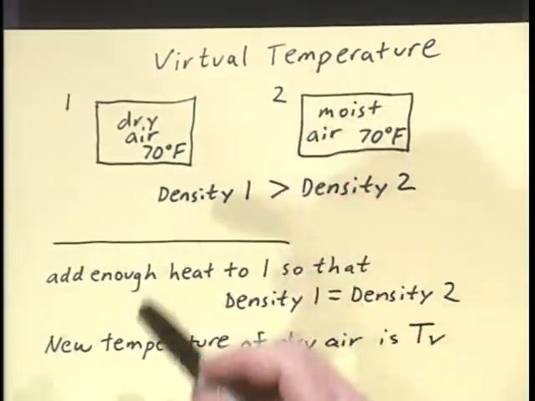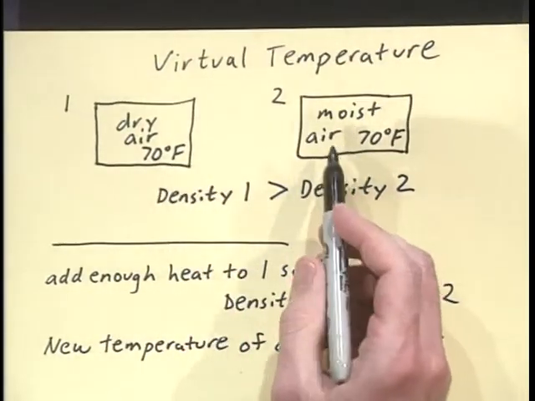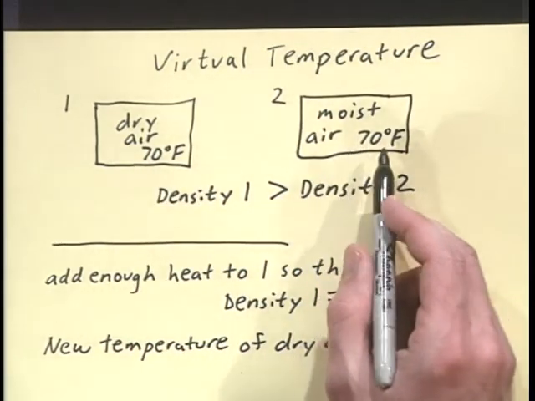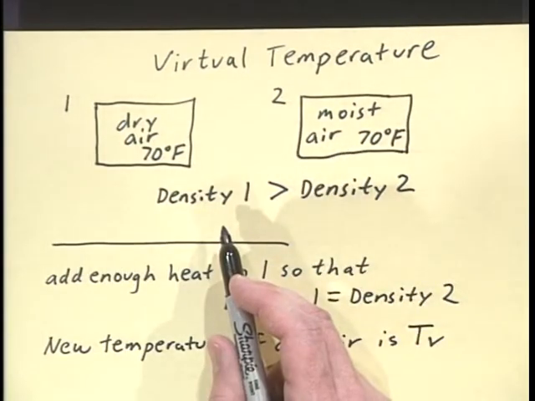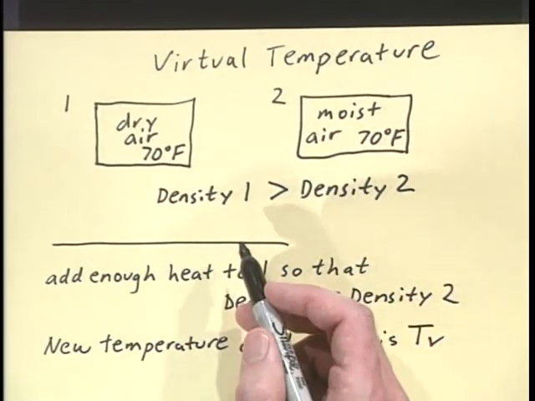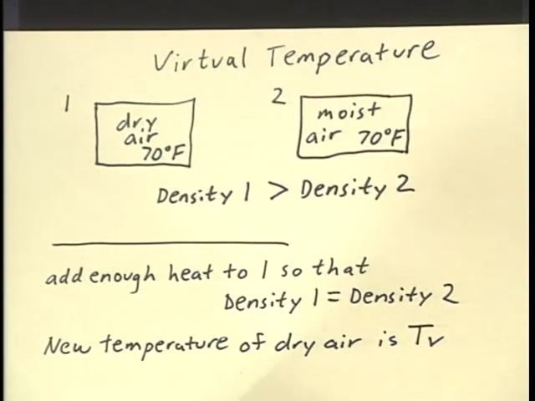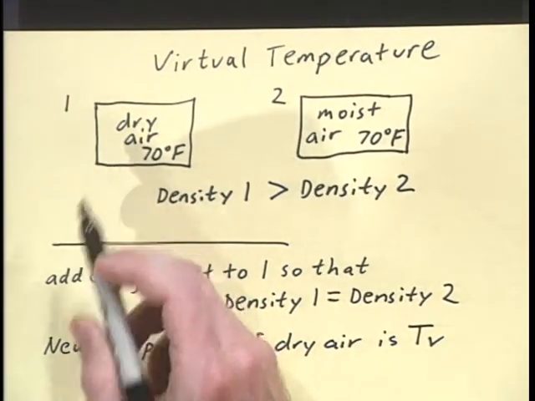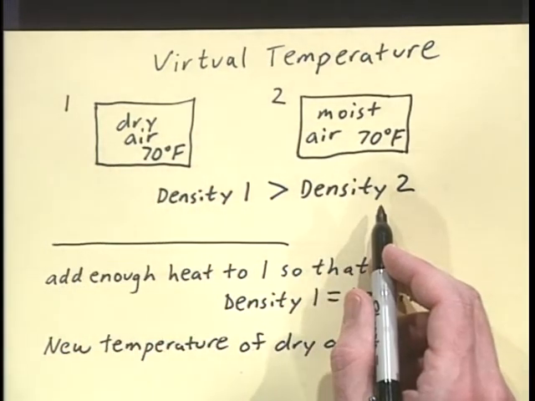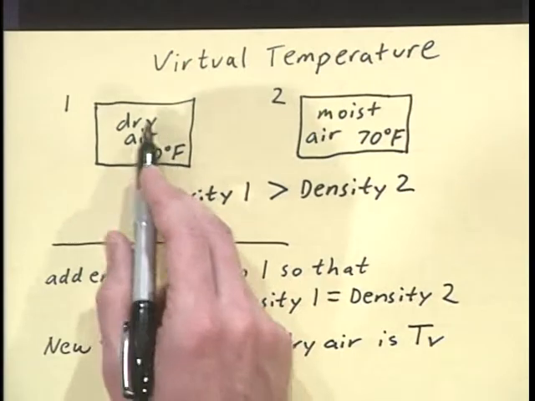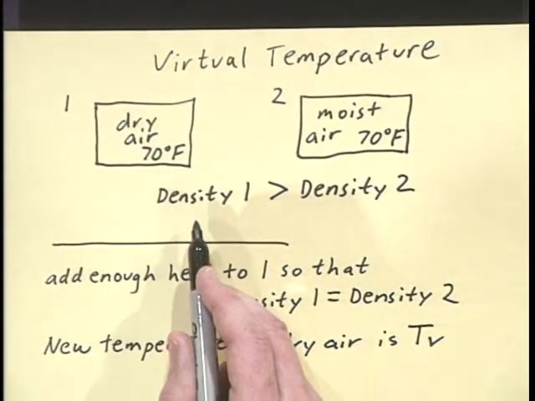So we have the virtual temperature. Suppose we've got two parcels of air here. One is moist and one is dry. The moist one has more moisture in it, but it has the same temperature. The densities are going to be different because the moisture in the air is going to influence what the density of the air is. The moist air is less dense. So we have the density of number one, the dry air here, and we have density 2 of the moist air here. So the moist air is less dense.